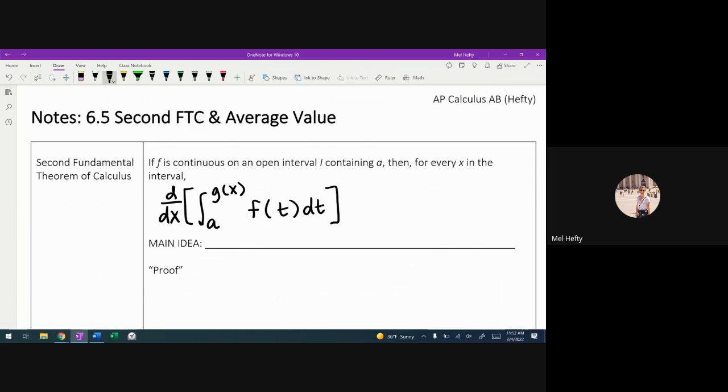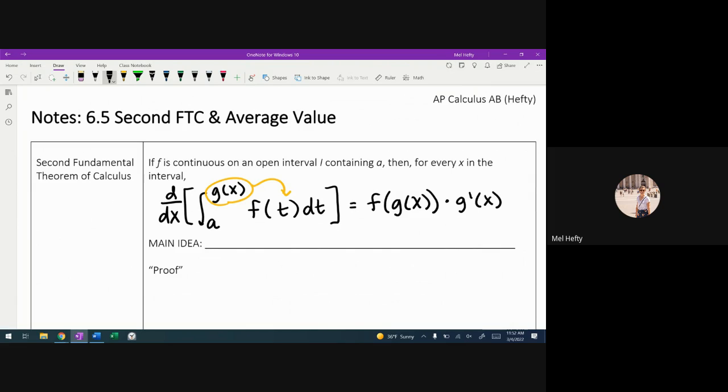All right, so what's going to happen here is we kind of expect to get out f of x. We kind of expect the derivative and the antiderivative to cancel each other out. The problem is we have a top bound that is not just x. So we're going to plug in f of g of x, but now we've created an inside function. So we're going to multiply by the derivative of that top bound.